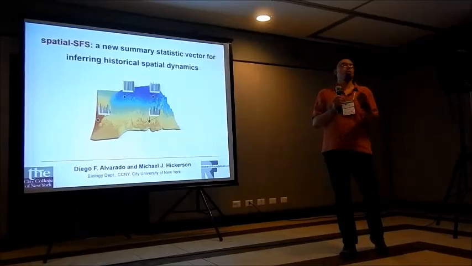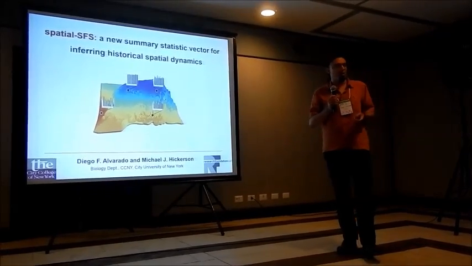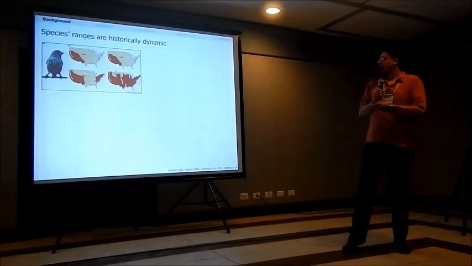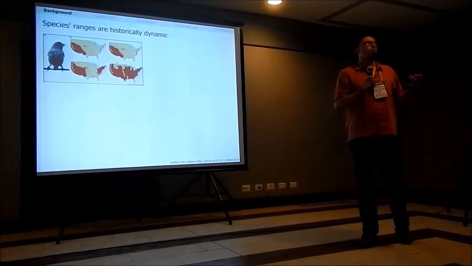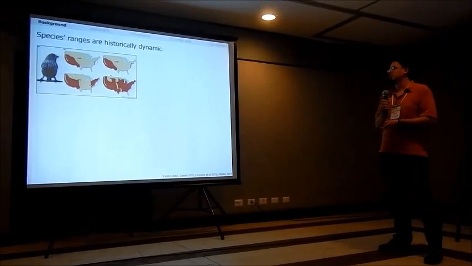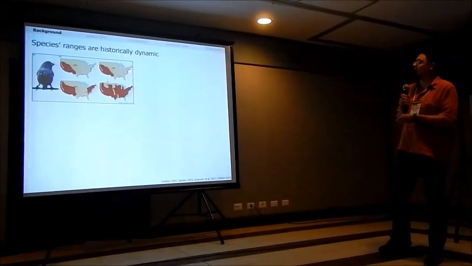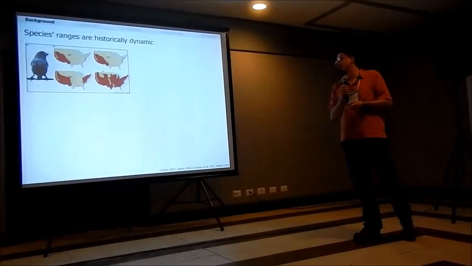I'm going to talk about a new summary statistic that I developed in collaboration with Mike Hickerson to infer historical spatial dynamics. I don't think I need to convince you that species ranges are not constant through time. The best examples we have are from introduced species, such as this little finch over here, which in a matter of decades expanded really quickly from their point of introduction in northeastern North America.